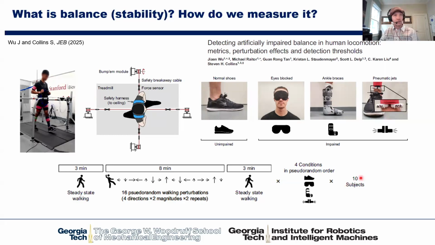And then they brought in a whole bunch of subjects, 10. They went through this protocol where they first just walked normally on the treadmill. They went through 8 minutes of random pulls, large scale perturbations from the BUMPM, back to steady state. And then they had steady bouts of walking with each of these 3 disruptions in the balance physiology.